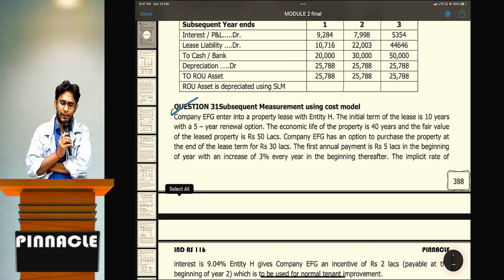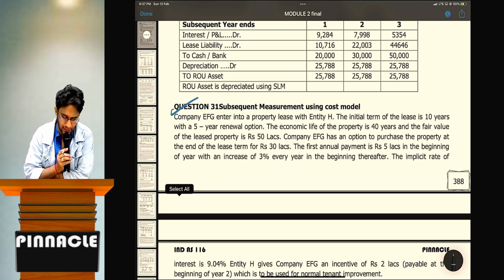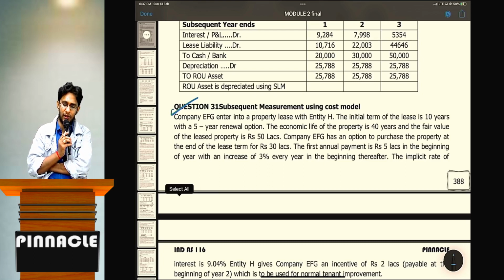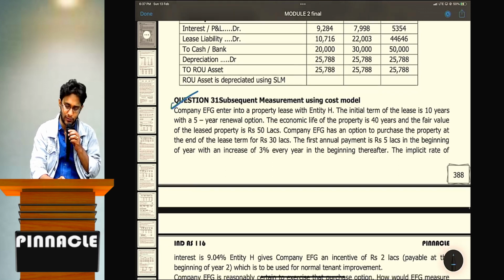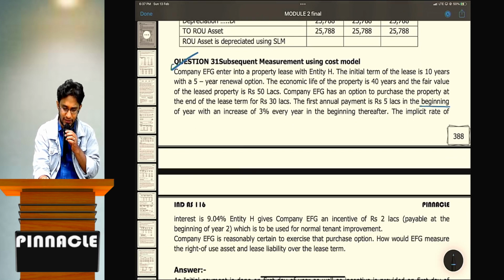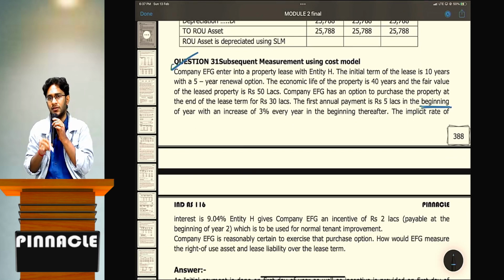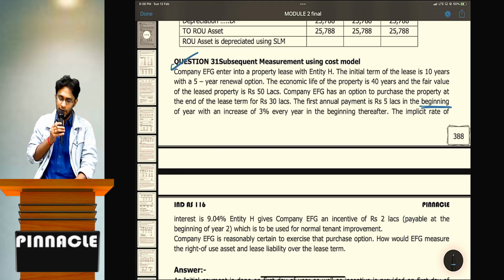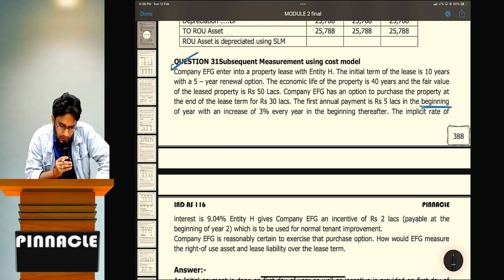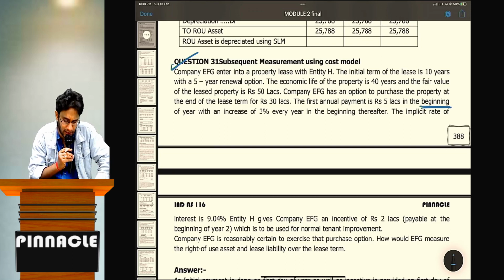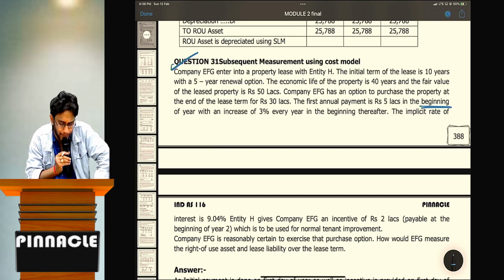The first annual payment is rupees 5 lakhs at the beginning of the year, with an increase of 3% every year in the beginning thereafter. So, beginning lease rents, you should be a little careful, sir. Many people make mistakes in doing present value calculations and also messing up the amortized cost table. So, be careful with this. Anyway, the implicit rate of interest is 9.04%. IRIL is given to you. Anyway, that is the discounting rate for you.